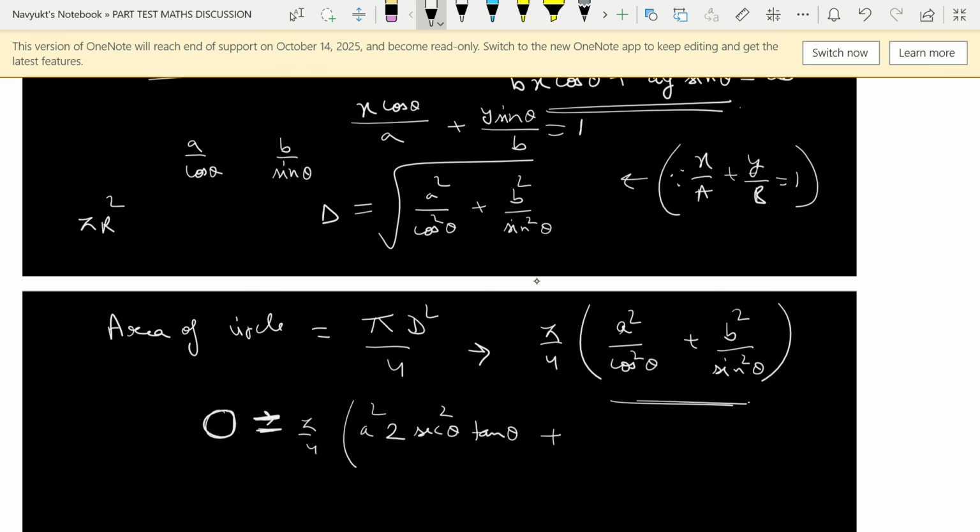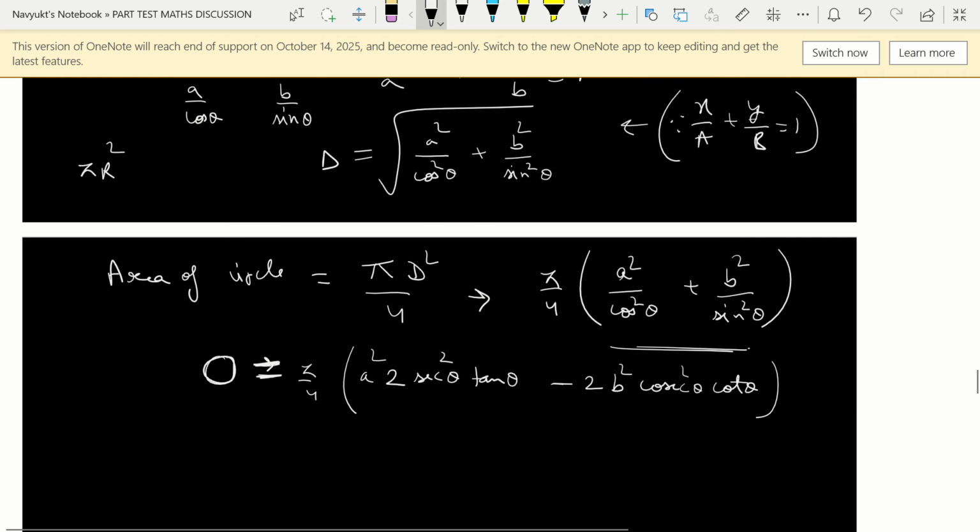Plus, again cosec square, right? So this will get a minus sign. Minus of 2b square cosec square theta and cot theta. Similar to what we have done for secant square, the same we will do for cosec square. Cosec square by chain rule, you get 2 cosec and then cosec differentiation is minus cosec cot, which gives us this. Clear? This should be zero.